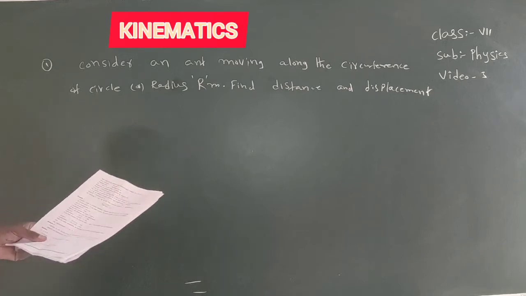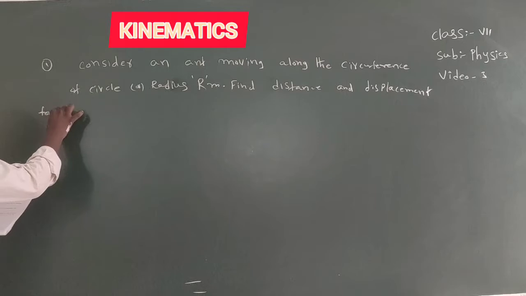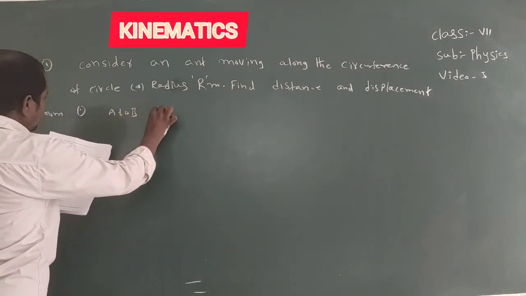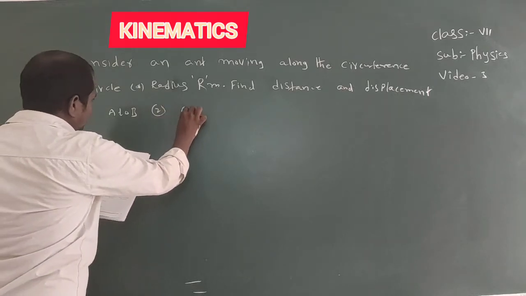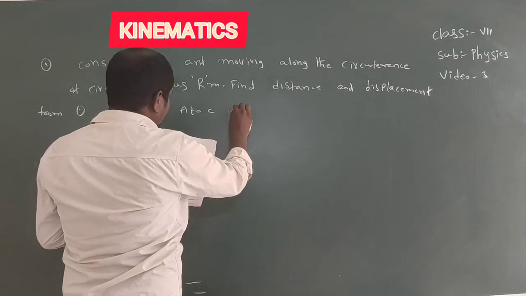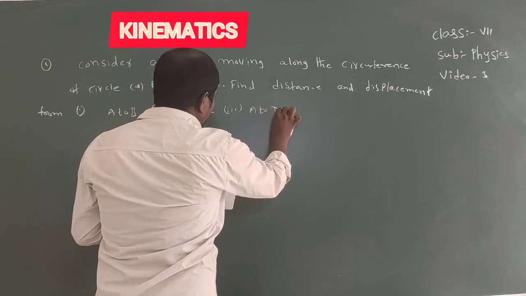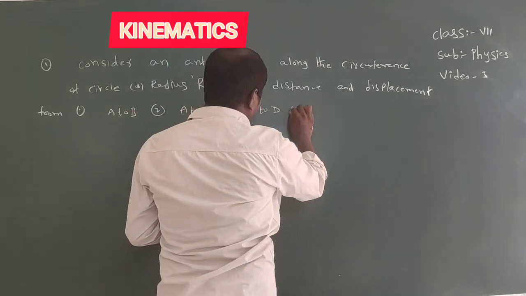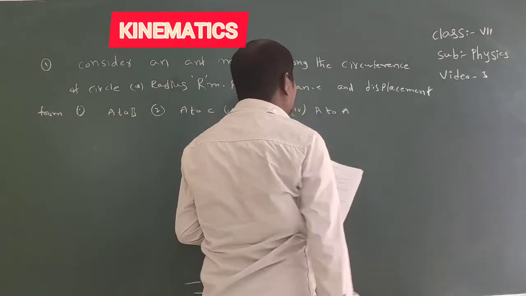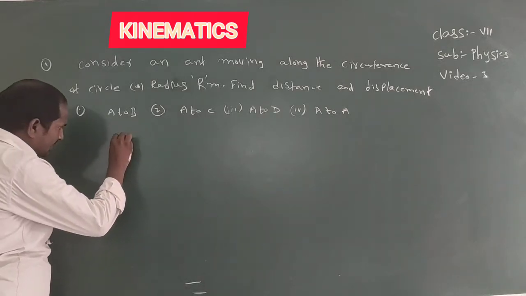Find the distance and displacement: the first one is A to B, the second one is A to C, the third one is A to D, and the fourth one is A to A. Okay, so it is the given circle.